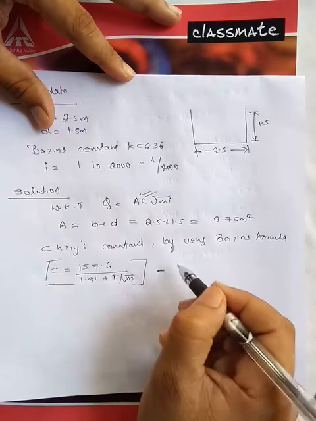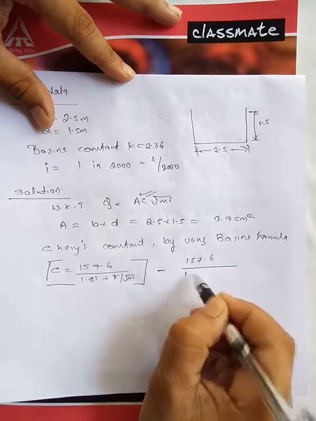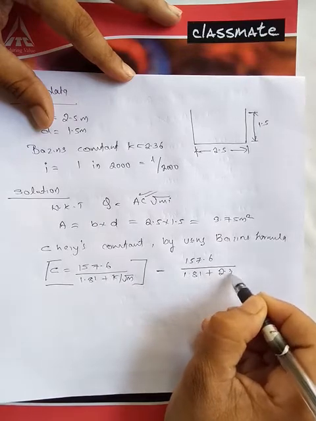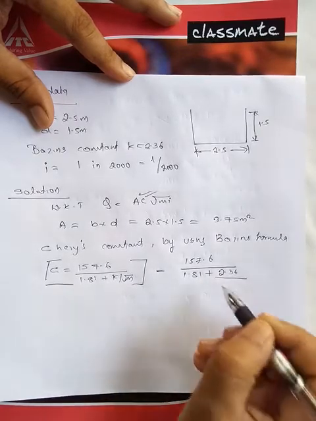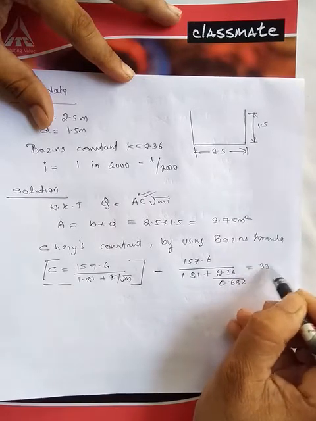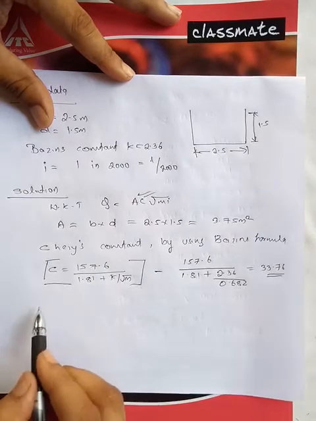Substitute in equation. 157.6 divided by 1.81 plus K, what is the Bazin's constant? 2.36 divided by root m. Root m is equal to 0.682. It will become 33.76.